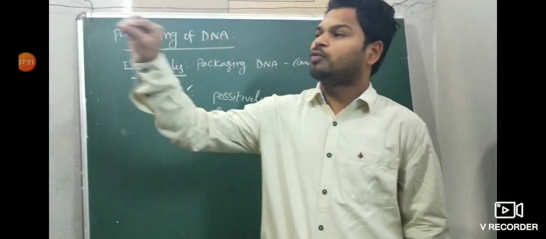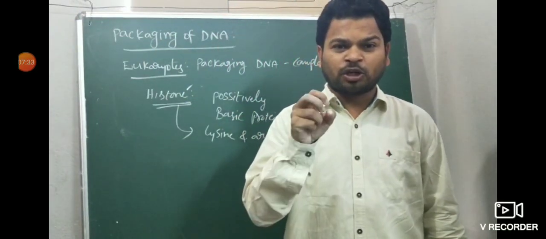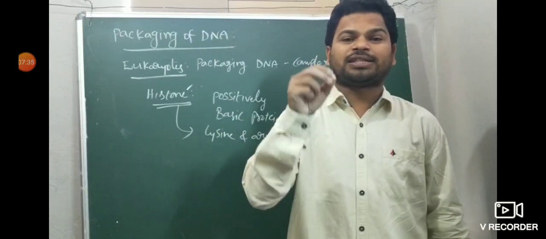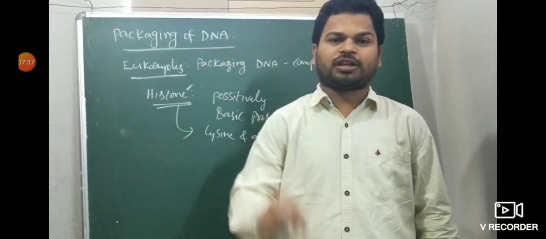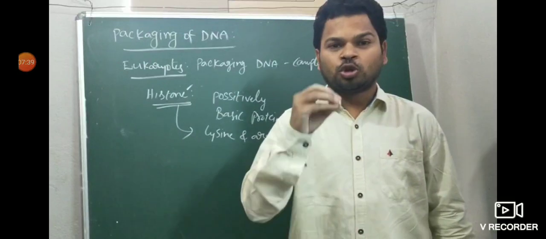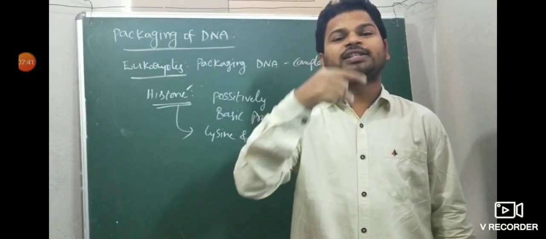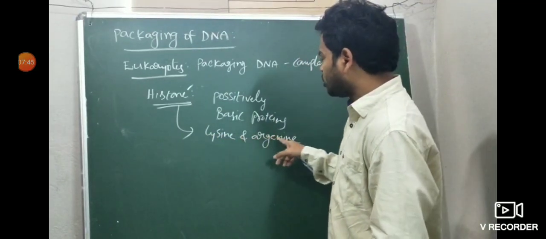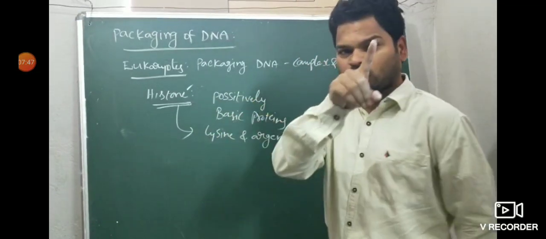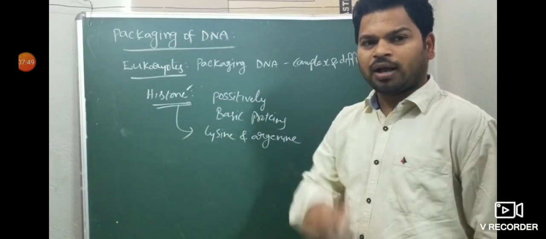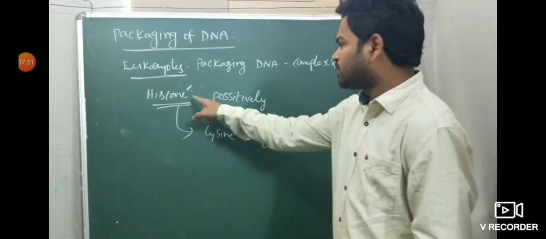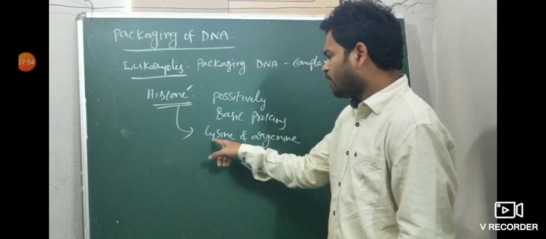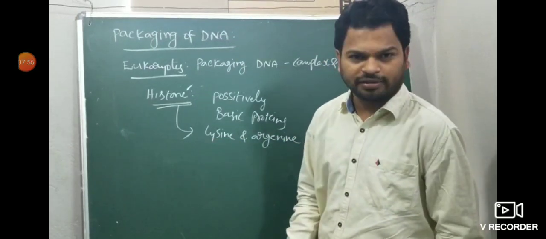Statement 1: histone proteins are positively charged. Statement 2: rich basic amino acids, lysine and arginine, are present in them. Both statements are correct, and the second is the correct explanation for the first. Due to the presence of lysine and arginine, histones are positive. It can also be a one-mark question: what is the reason for histones having a positive charge? Because of lysine and arginine.